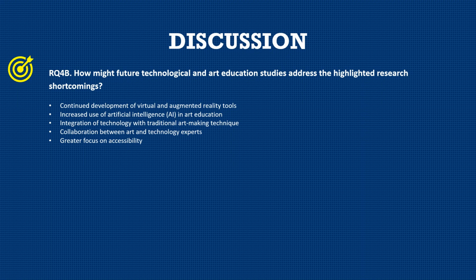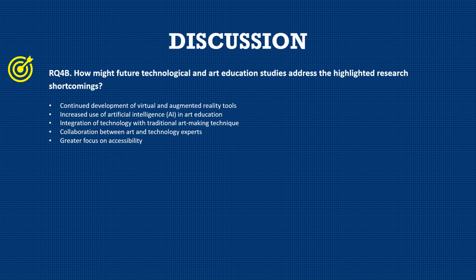And the last one is assessment and evaluation. There is a need to develop effective ways to assess and evaluate the impact of technology on student learning in art education. Traditional assessment methods may not be well suited to evaluating creative and innovative uses of technology in the classroom. And the last one, RQ4B, how might future technology and art education studies address the highlighted research shortcomings?